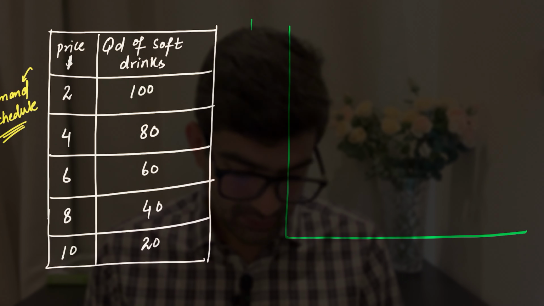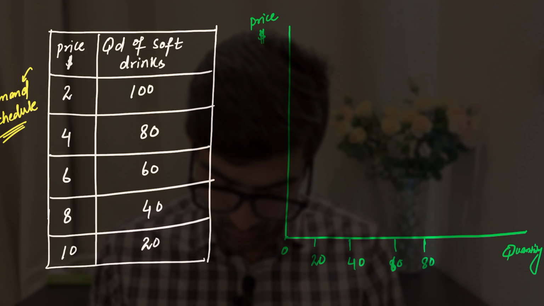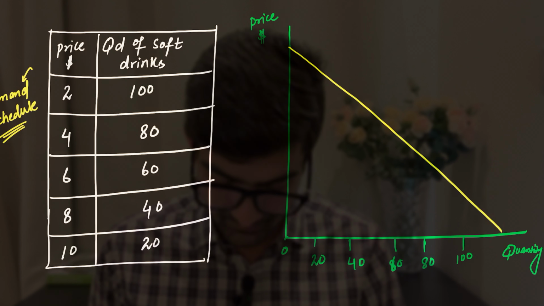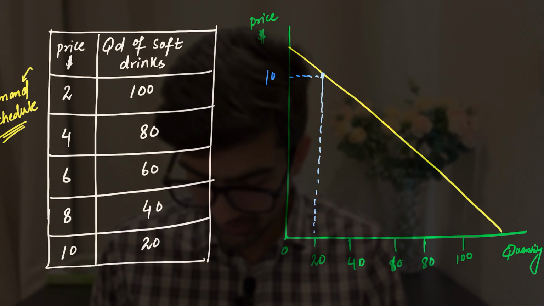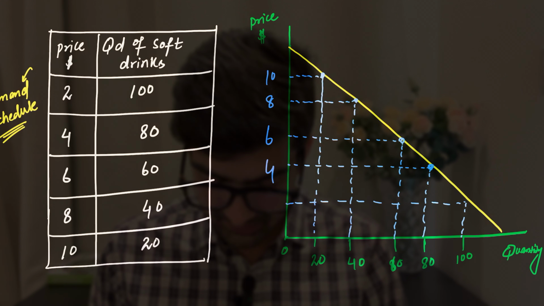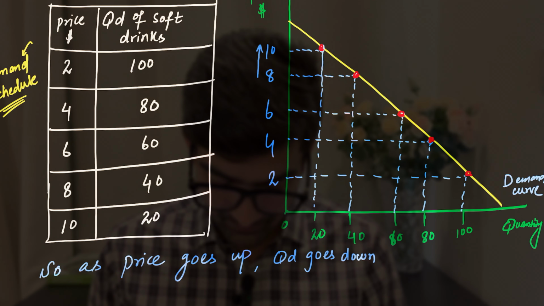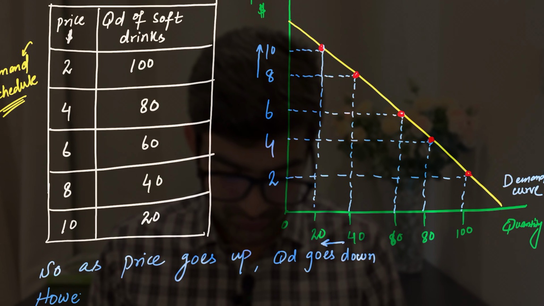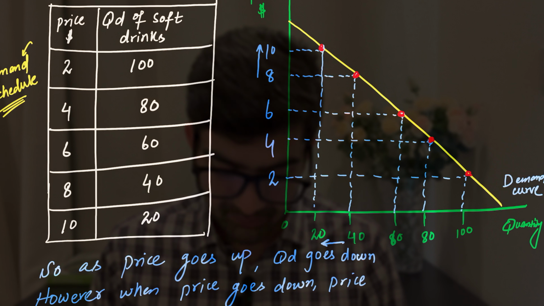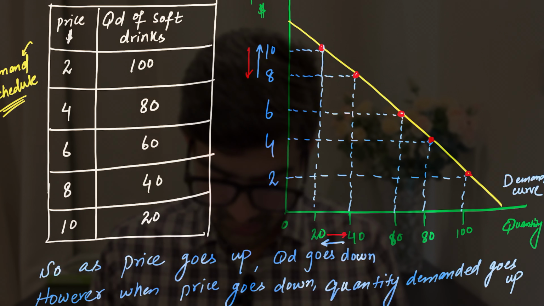So using the demand schedule, we can draw the demand curve. On the y-axis, we can take price, whereas on the x-axis, we can take quantity. And we can draw a downward sloping demand curve like this. Now, at 20, we had price 10. At 40, we had 8, and so on. So this is our demand curve. Now, this demand curve states that as price goes down, the quantity demanded goes up, and as price goes up, the quantity demanded goes down.